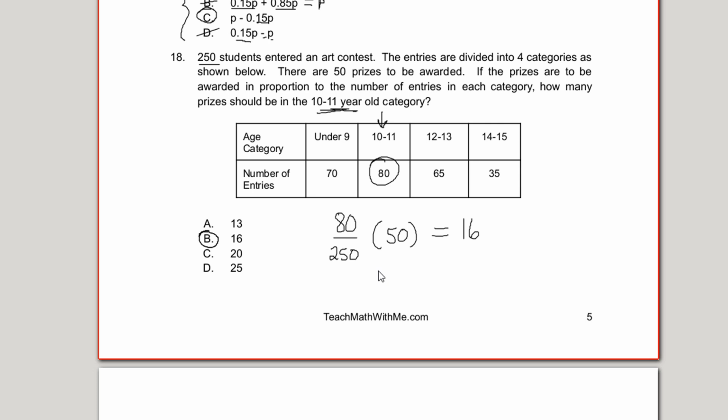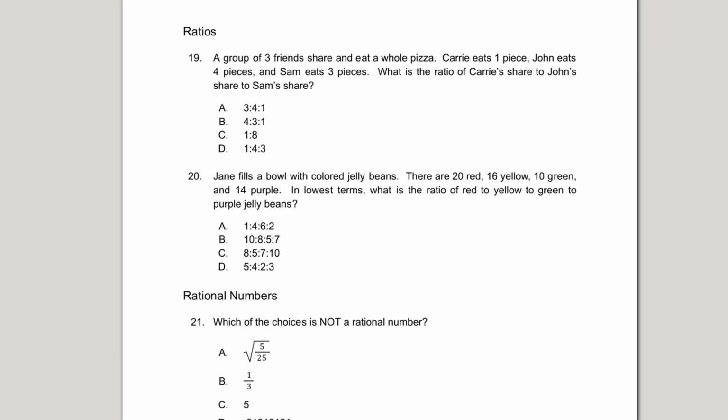Answer choice B. Starting with question 19, we're looking at ratios, where it tells us a group of friends share and eat a whole pizza. Carrie eats 1 piece, John eats 4 pieces, Sam eats 3 pieces. What is the ratio of Carrie's share to John's share to Sam's? So we're looking for a ratio. As you can tell from our answer choices, we're going to have these colons: Carrie's share to John's share to Sam's. We want to make sure we get it in the correct order.